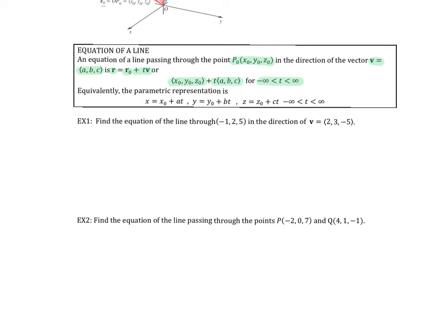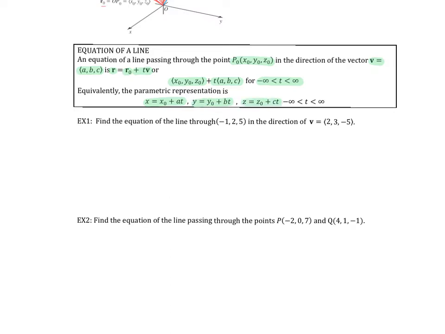What's really nice is notice that if you distribute the t and combine those two vectors, what you have is the equation in parametric form in 3D space. So we have our x value as x naught plus a times t, and then we have our y value and our z value.